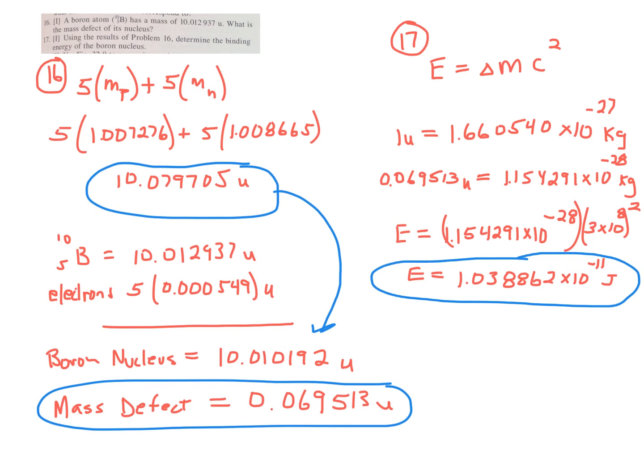And if you want the binding energy per nucleon, well, you divide that by 10. So it would be 1.038862 times 10 to the negative 12th joules per nucleon, since there's 10 nucleons.